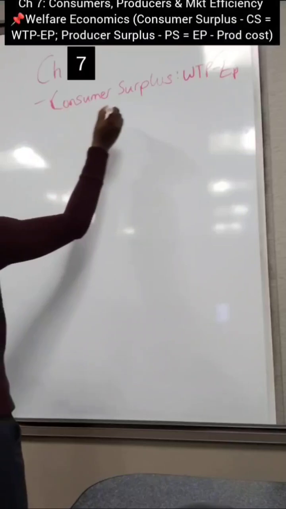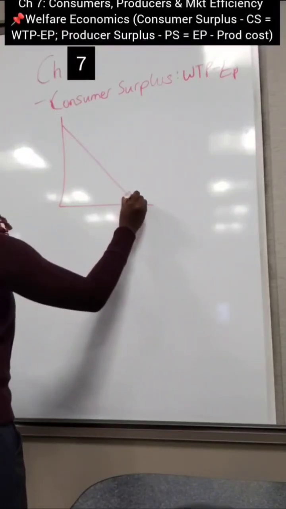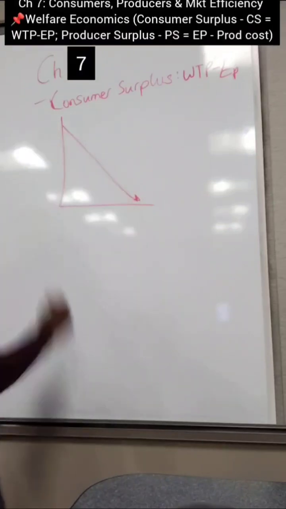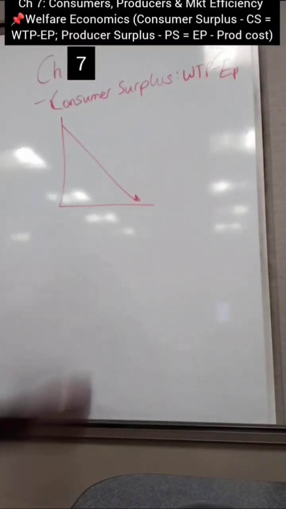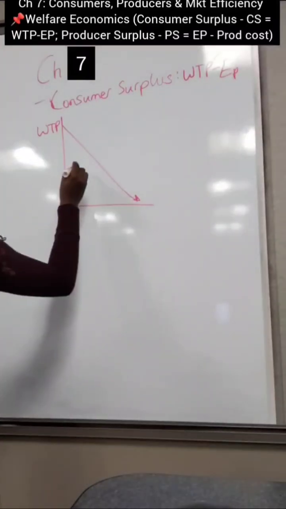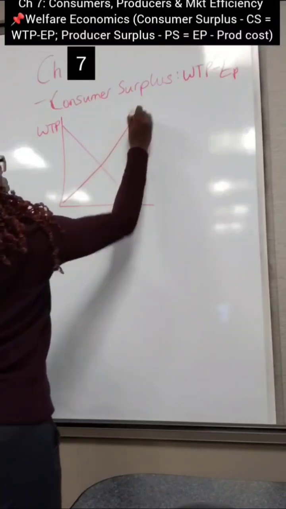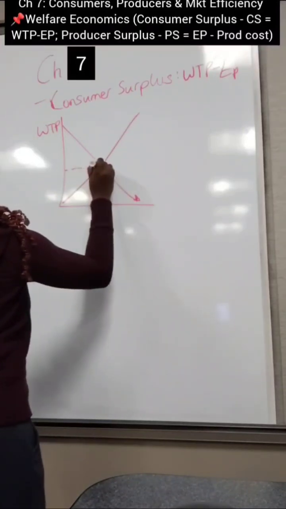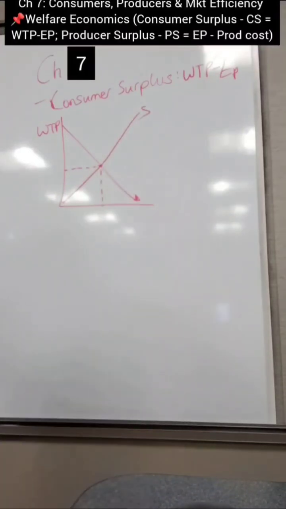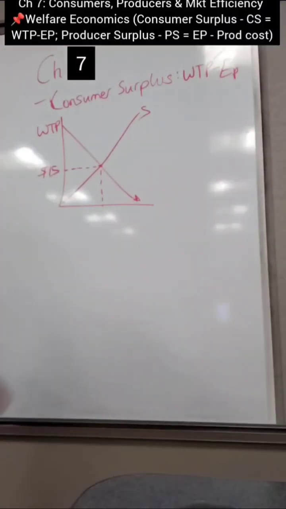So let's put this in a graphical form. So you have your demand curve, right? And then this highest point on the demand curve is your willingness to pay, okay? And your equilibrium price, remember, your equilibrium price is where your supply curve intersects with your demand curve, right? So let's assume that this is your supply curve. So your equilibrium price, let's just assume $15, right, is your equilibrium price.